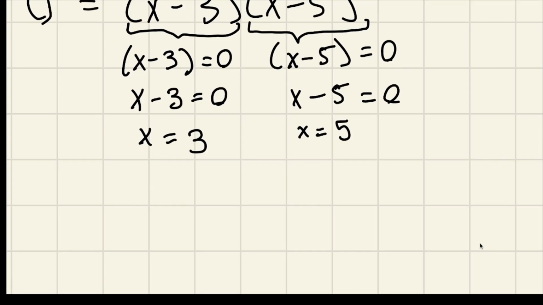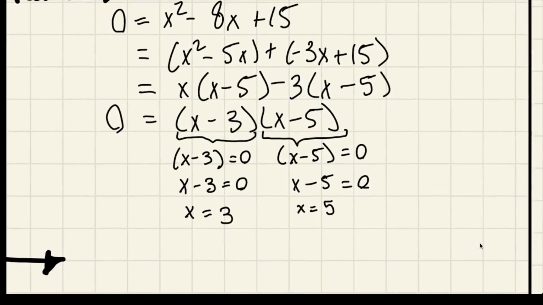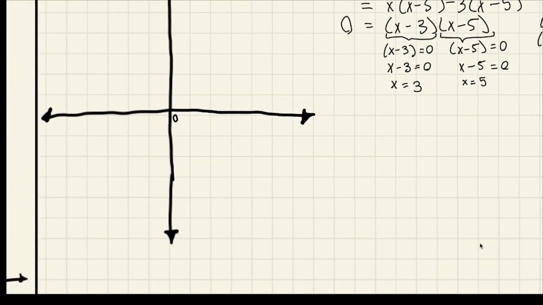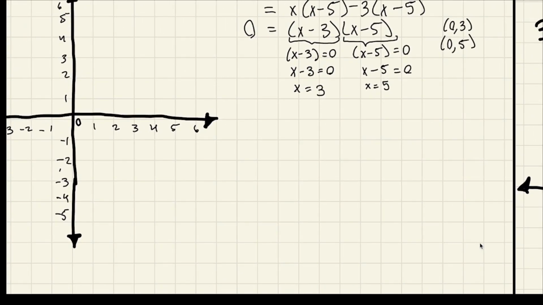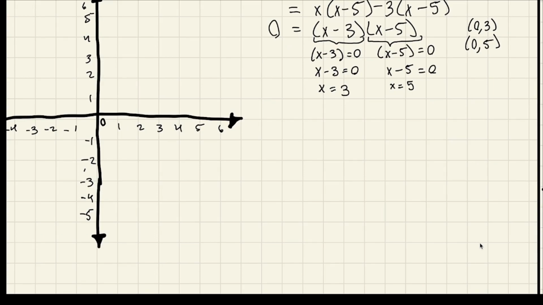So now we know two of our x-intercepts, right? One of them will be at 3, 0. And one of them will be at 5, 0. So let me quickly label this. Now, we plot our x-intercepts because we know it's at 3, 0 and 5, 0. I'll use different colors. 3, 0 is right here. 5, 0 is right there.